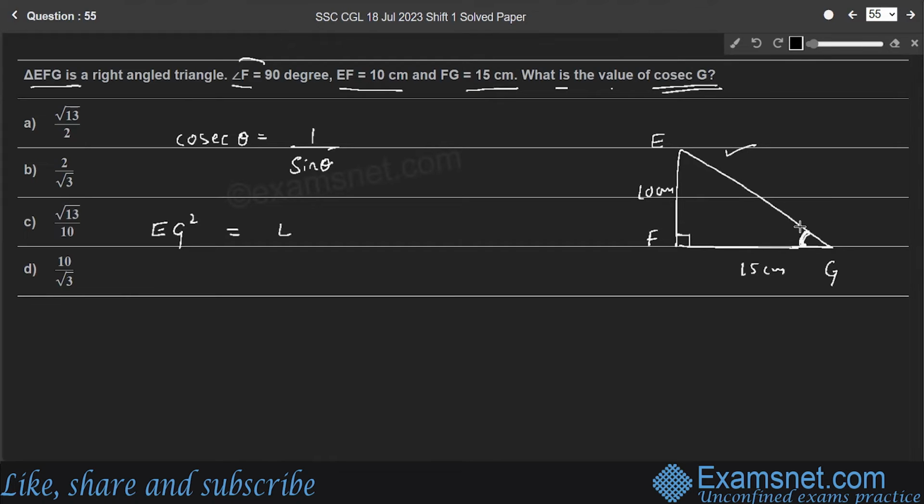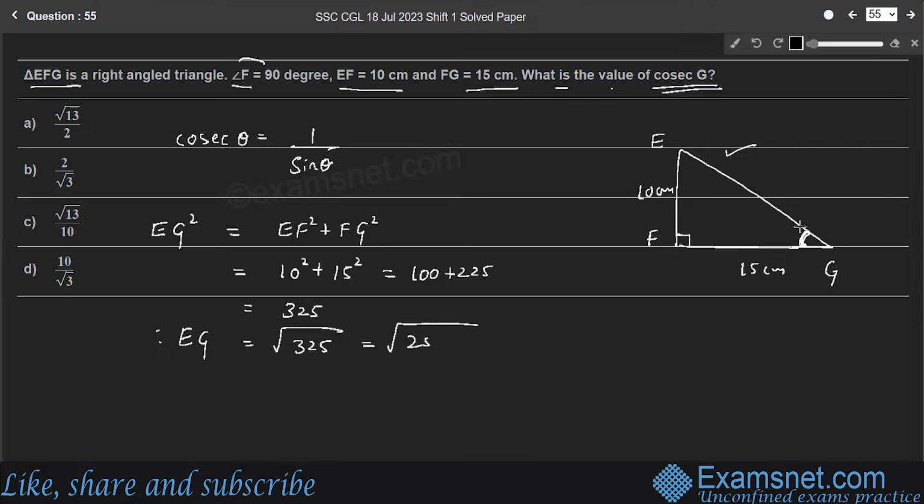EG square is equal to EF square plus FG square. So EF square is 10 square, FG square is 15 square. So 10 square is 100, 15 square is 225. Therefore, EG square is 325. Therefore, EG is equal to root of 325. We can write it as 25 into 13. So root 25 is 5. 5 root 13 is EG. So the value of EG is 5 root 13 centimeter.